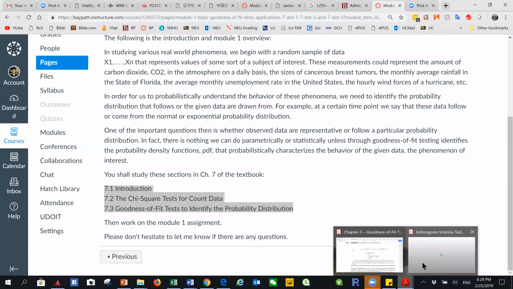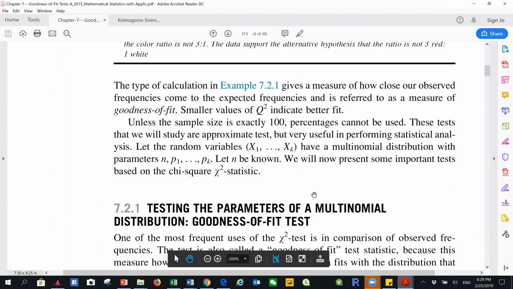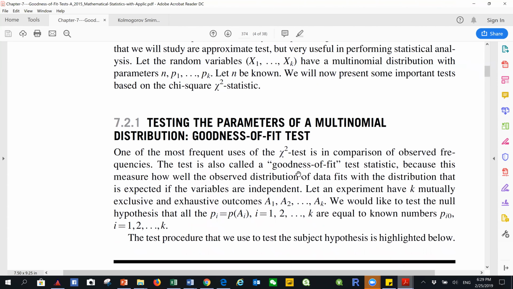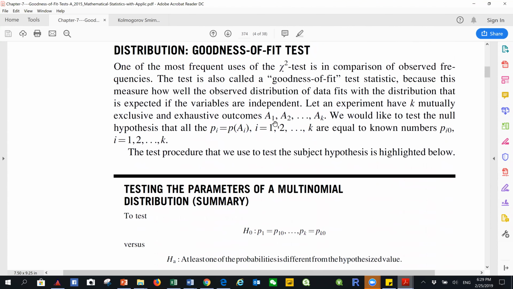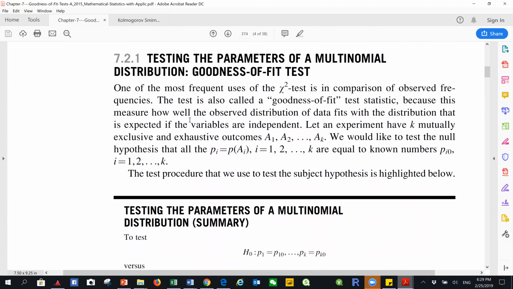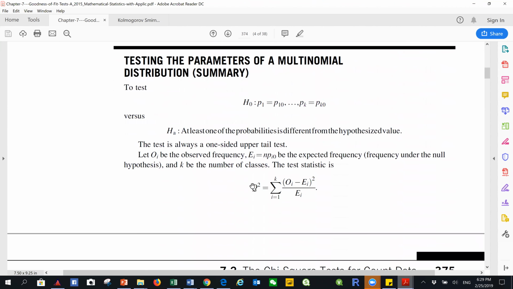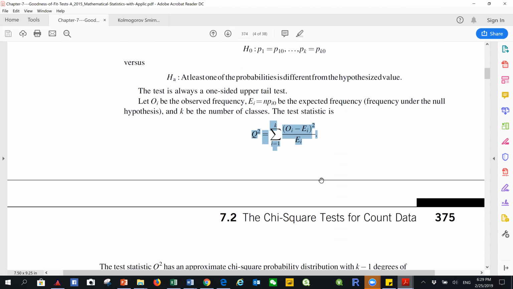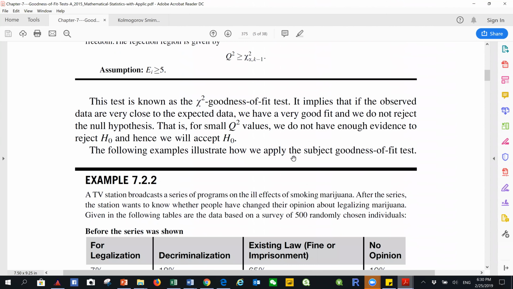All right, so that is the chi-square test of goodness of fit. Now here we extend to multinomial distribution. If you understand the previous one, then this one shall be the same. The previous one is only 2, kind of binomial, but here we have more.